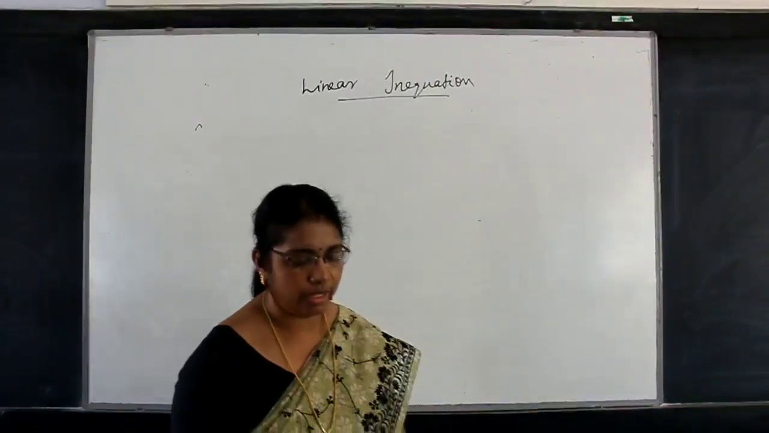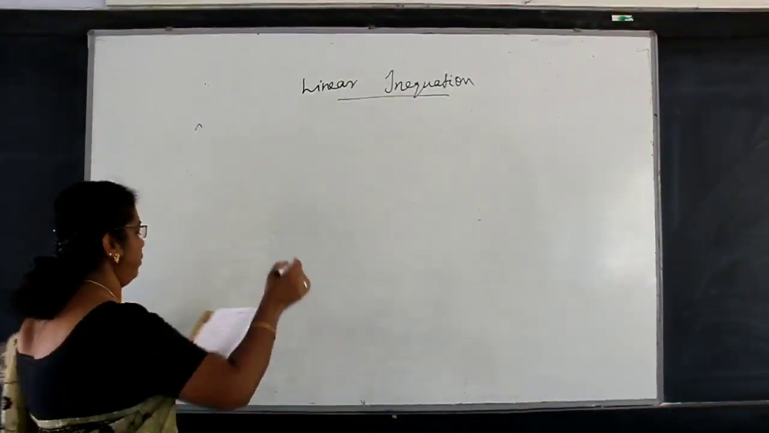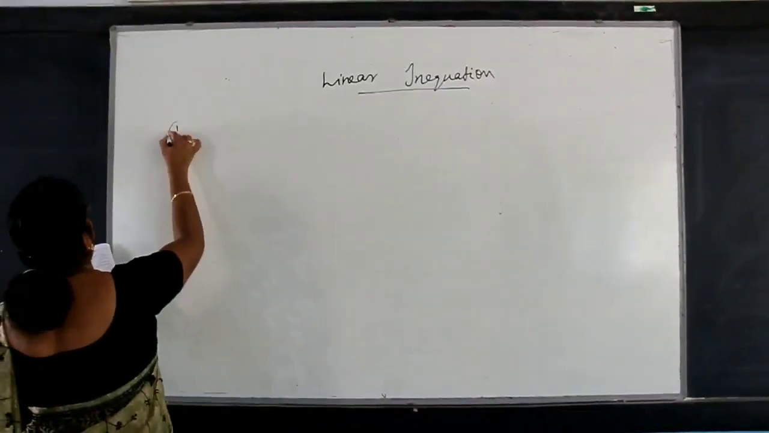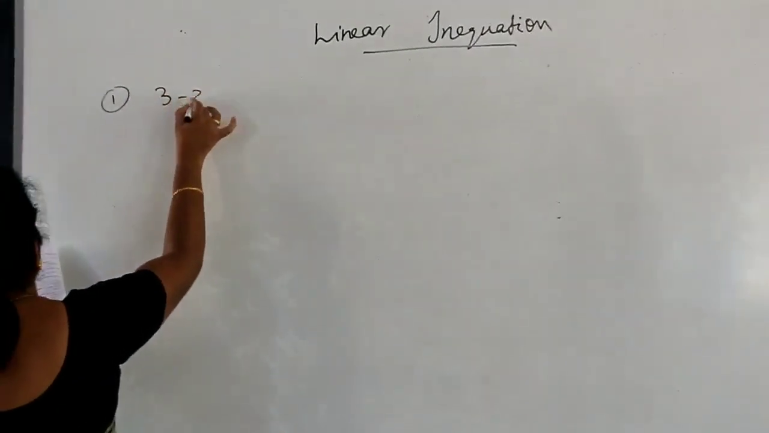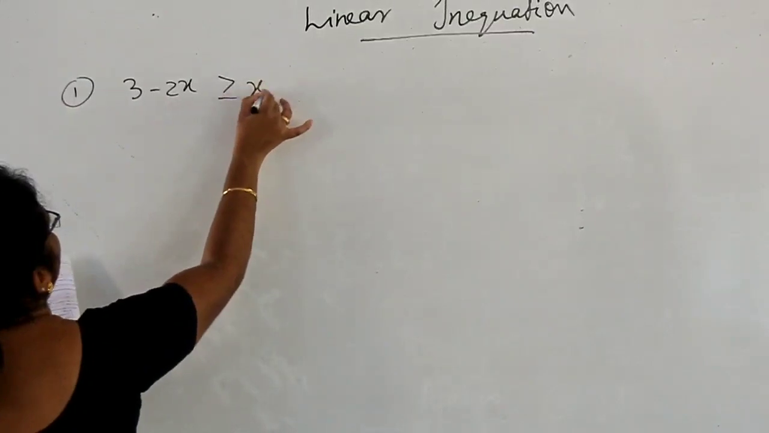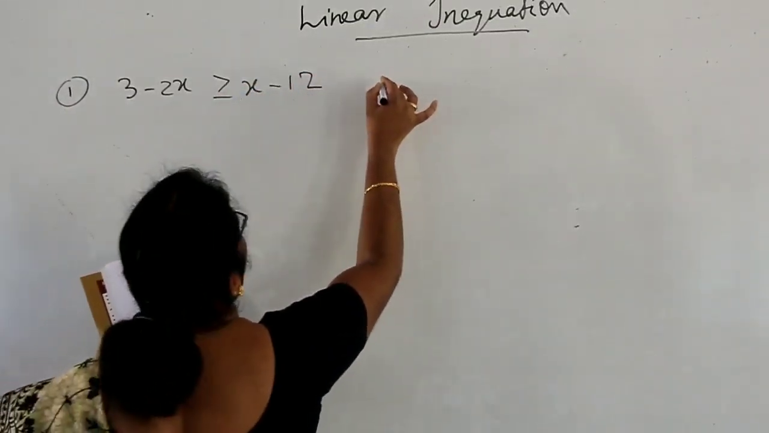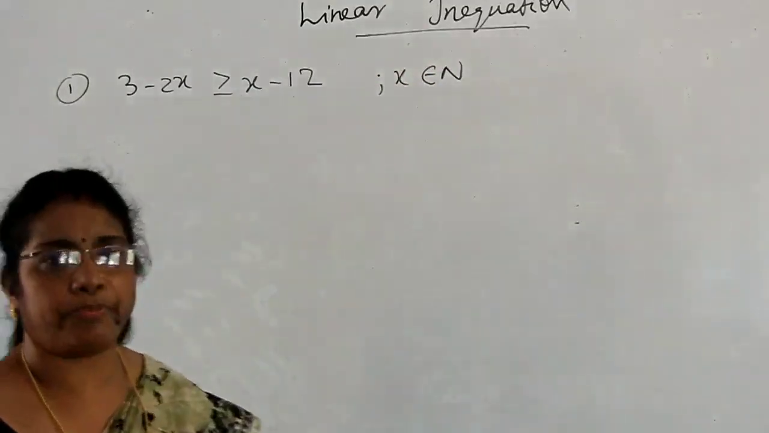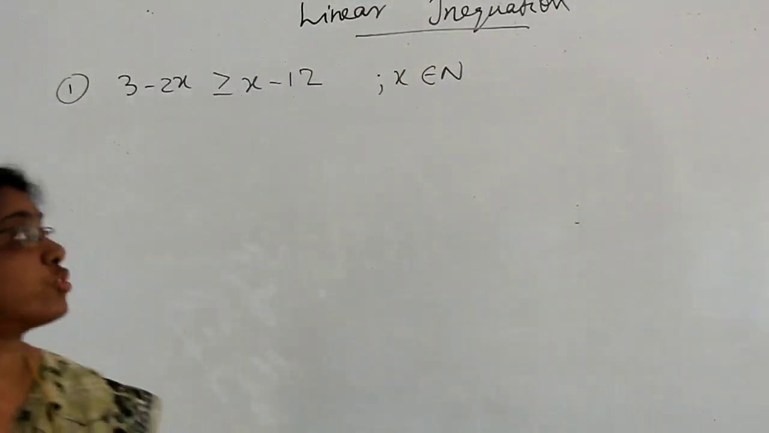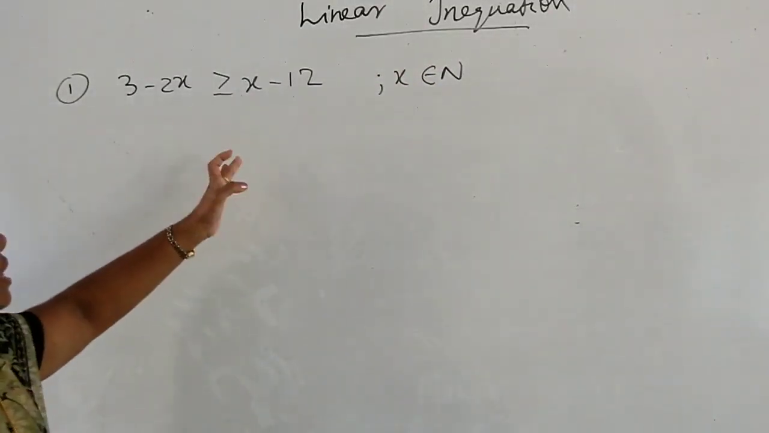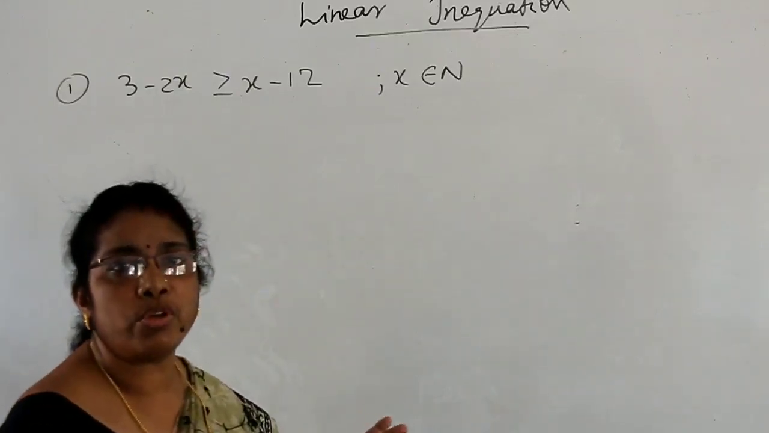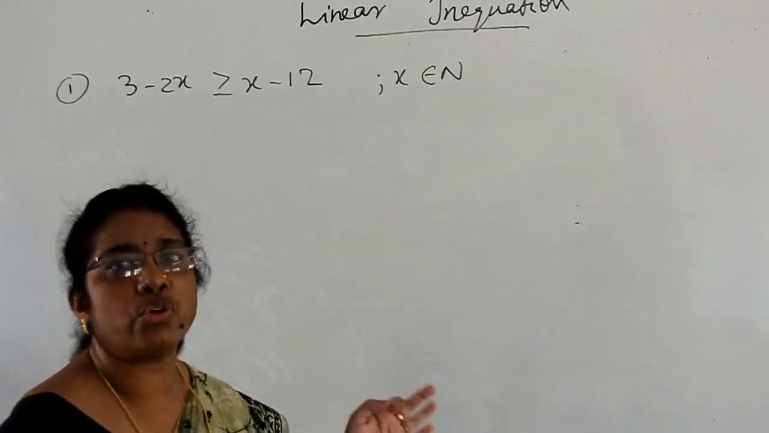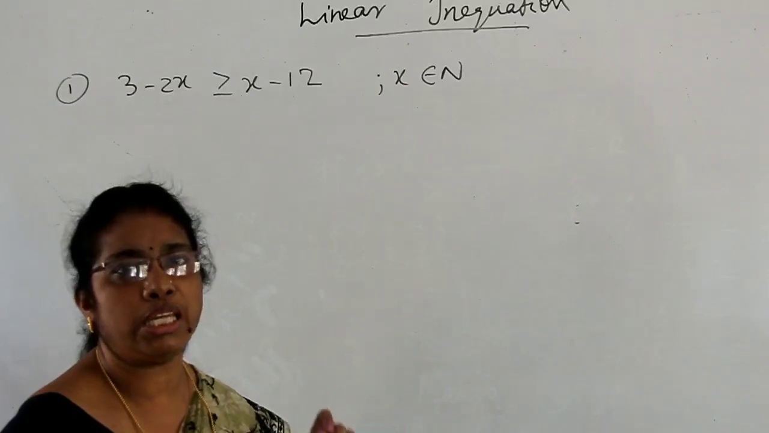First question is solve the inequation. First one, 3 minus 2x greater than or equal to x minus 12, x belongs to natural numbers. Solve and find the solution set of this inequation.